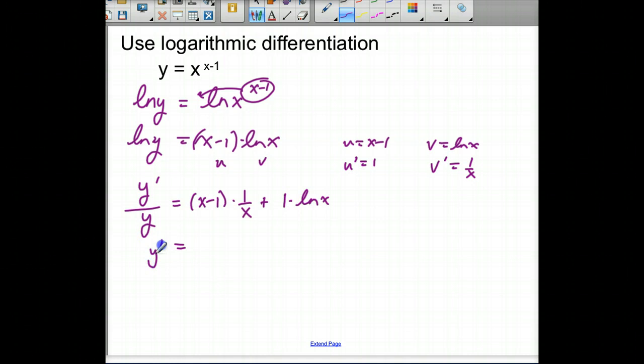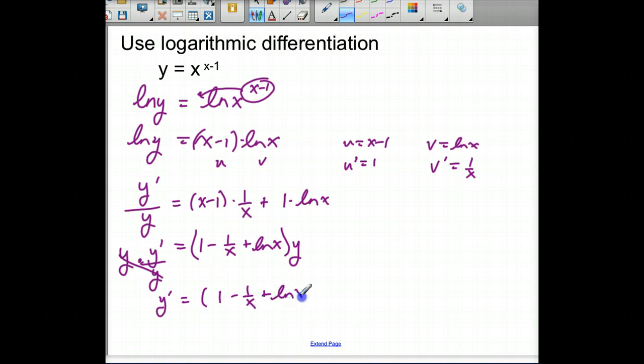Distributing these two together, we get 1 minus 1 over x plus natural log of x. But that's not what y prime is equal to, that's what y prime over y is equal to. So multiply both sides by y, and replace y with x to the x minus 1. And if you distribute that, it's not going to be much simpler, so you might as well leave it like that.